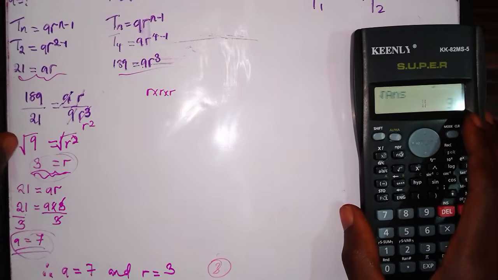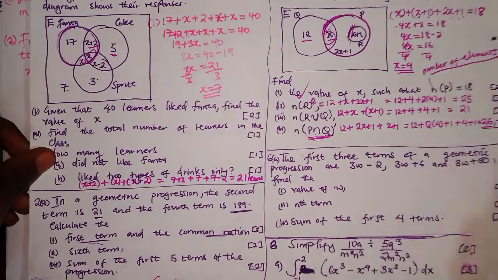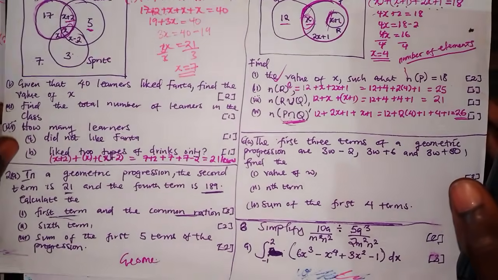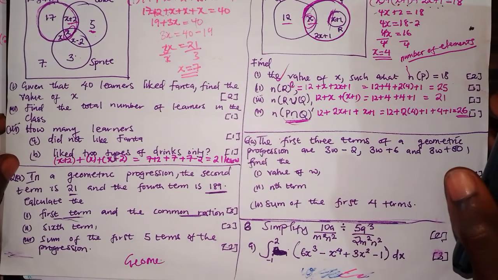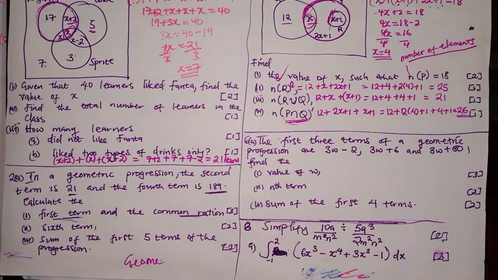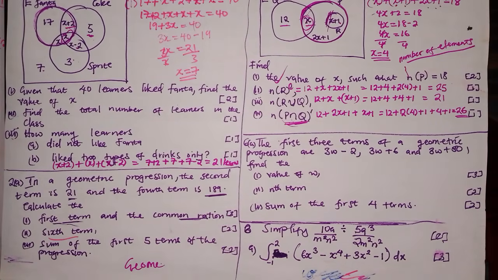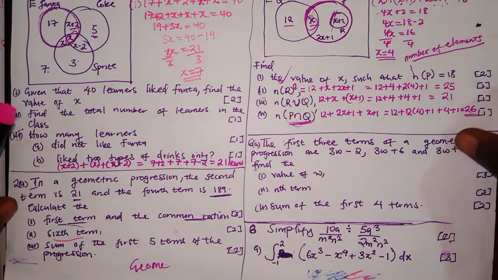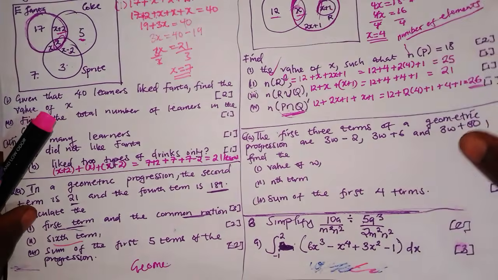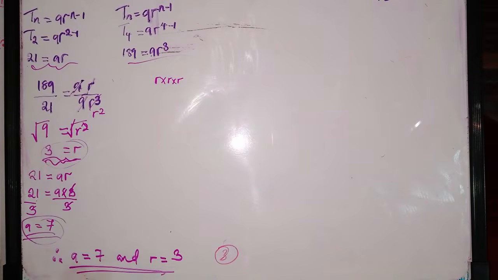Moving on to part B. Part B was asking us to calculate the 60th term. So now they want us to calculate the 60th term. How can we calculate the 60th term? Remember, we have already found the common ratio and the first term, the two things which we need to calculate any term in a geometric progression. So now how can you calculate it?